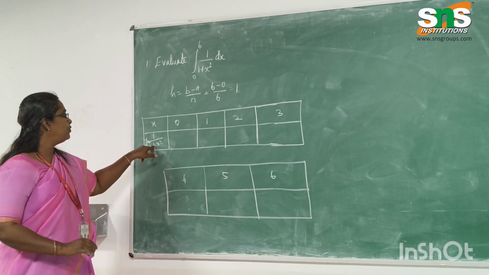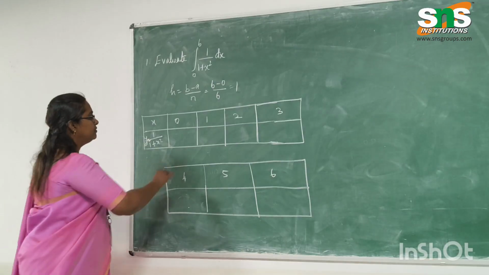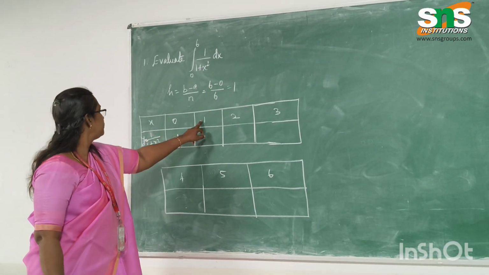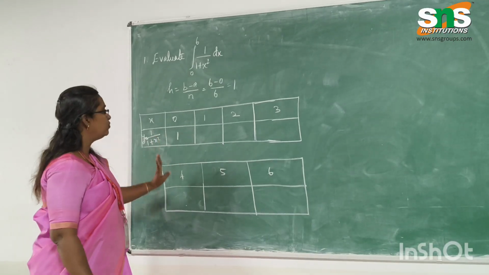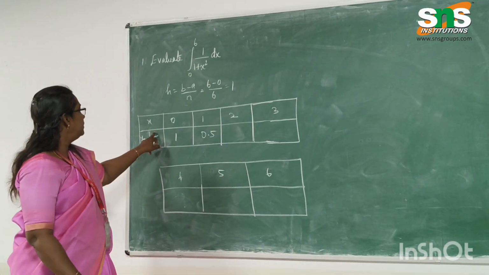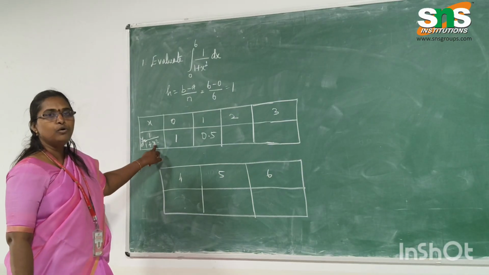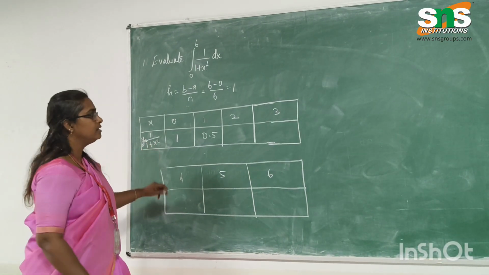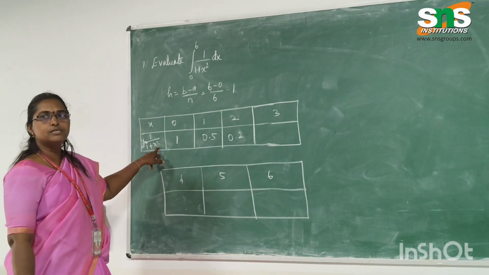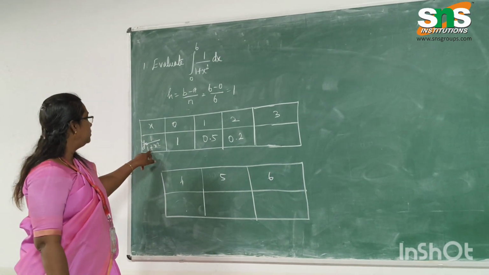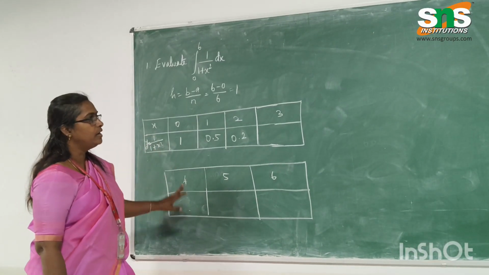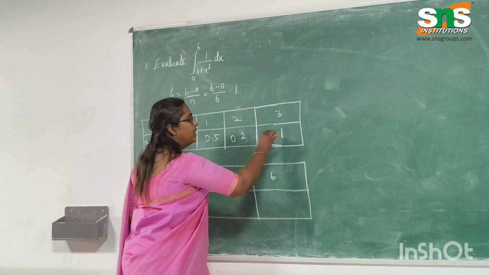1 divided by 1 plus 0, that is 1 by 1, the value is 1. Then 1 divided by 1 plus 1 squared is 1, so 1 by 2 is 0.5. For 2, 2 squared is 4, 4 plus 1 is 5, so 1 by 5 is 0.2. And 3 squared is 9, 9 plus 1 is 10, 1 divided by 10 is 0.1.